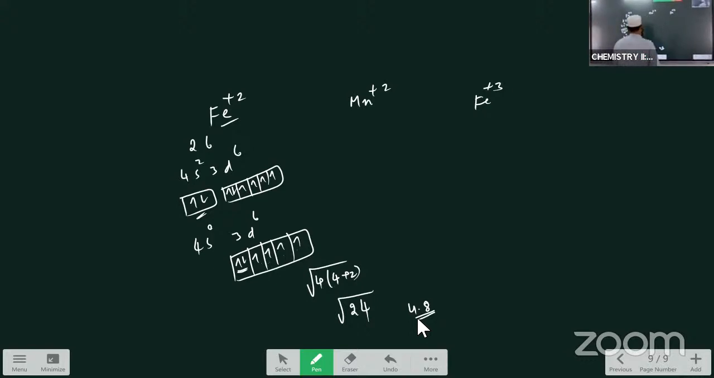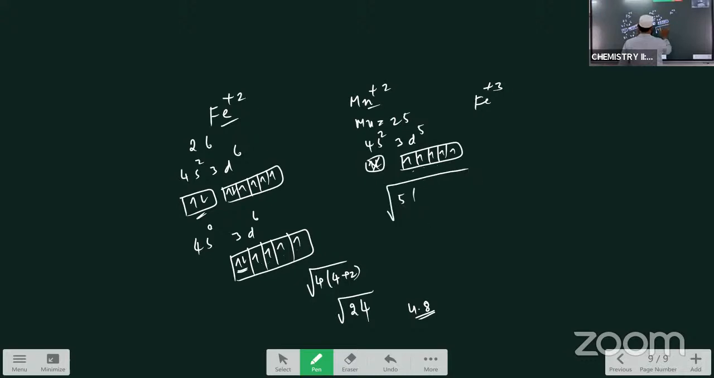Now this is about the magnetic moment of Fe plus 2. Now we have to calculate the magnetic moment of Mn plus 2. What is the atomic number of Mn? 25. What is the configuration of 25? 4s2 3d5 is the configuration. D contains how many electrons? 5 electrons. Mn plus 2, remove these two. The d5 configuration remains. How many unpaired electrons are there? 5 are there. Therefore, what do we substitute for n? We substitute 5.